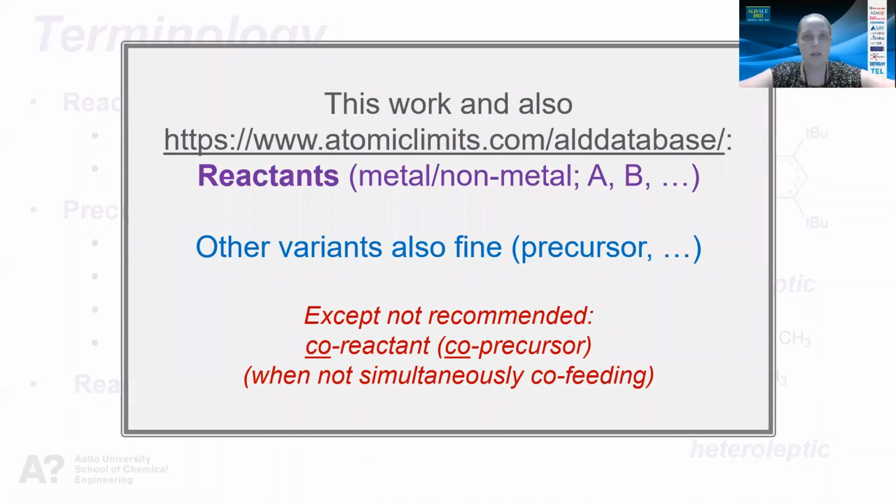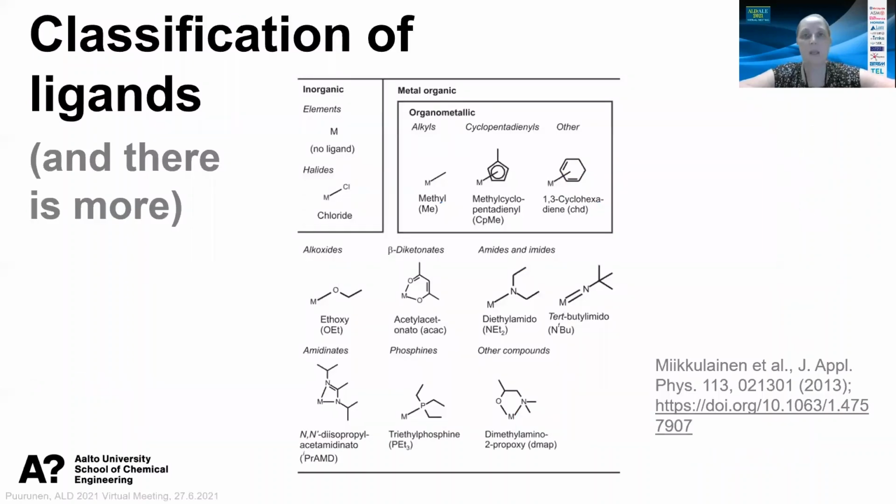So in this work, I talk about reactants, and that's what the atomic limits database also uses, but the other variants are also just as fine. But I would recommend to stay away from using co-reactant when you are talking of these two different reactants in ALD, because if you don't feed them at the same time, I don't think you should call them co-reactants. That refers to co-feeding.